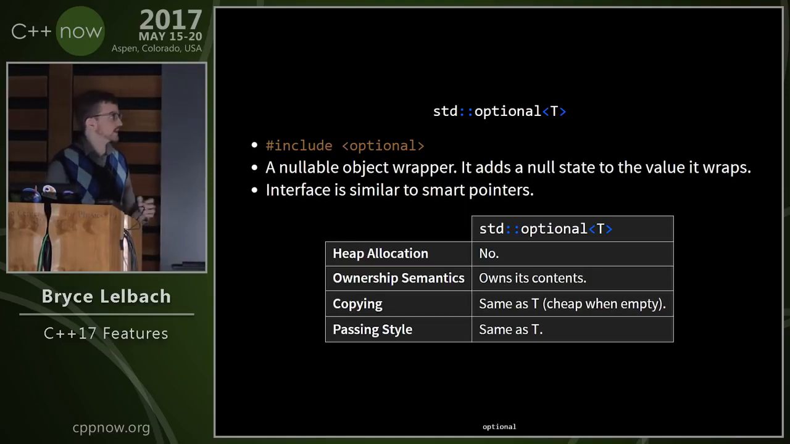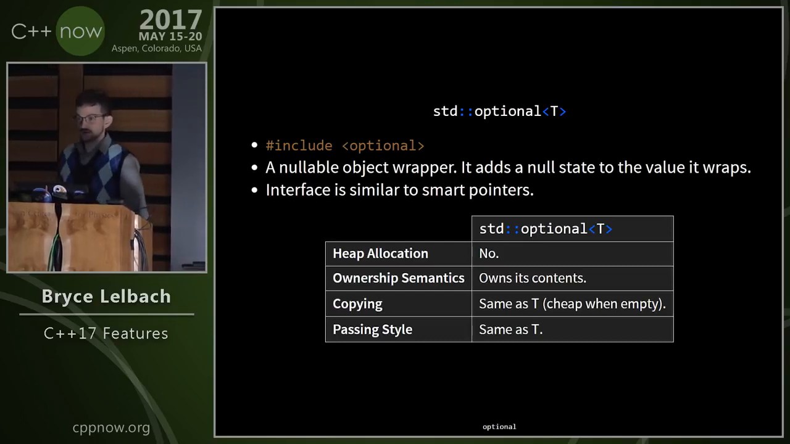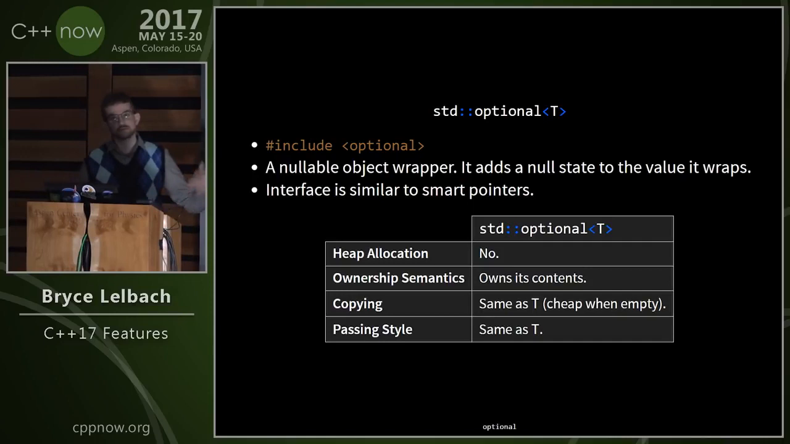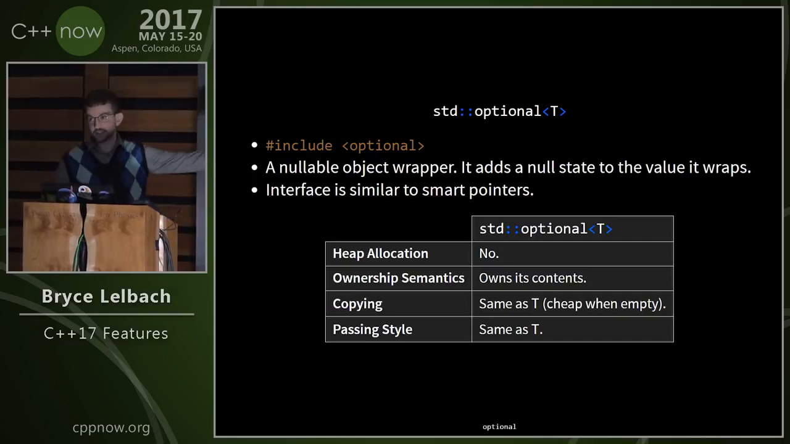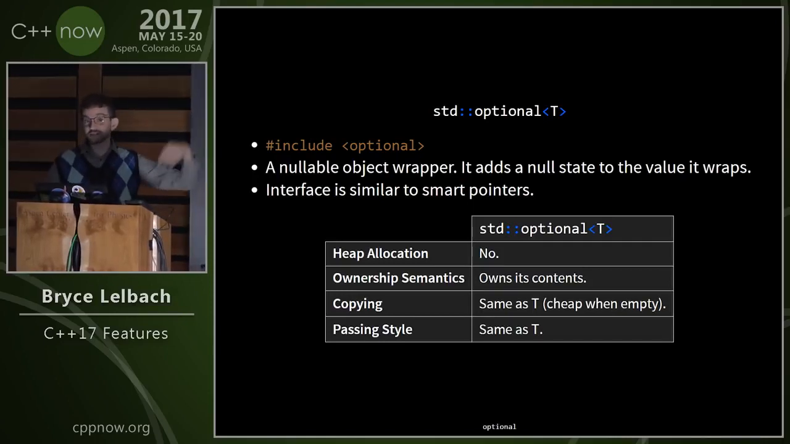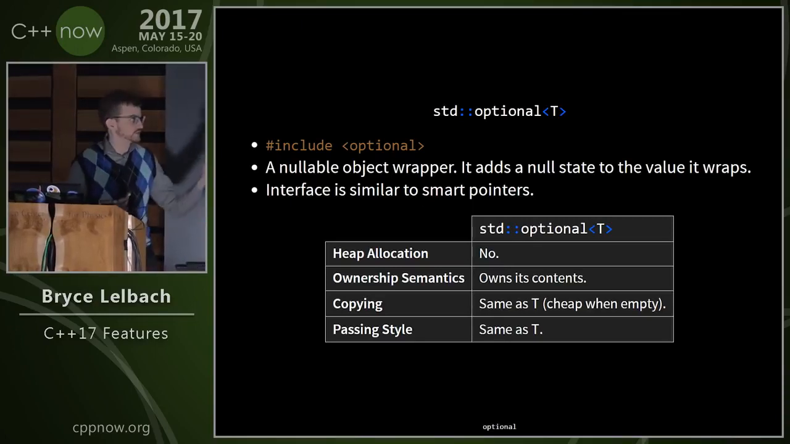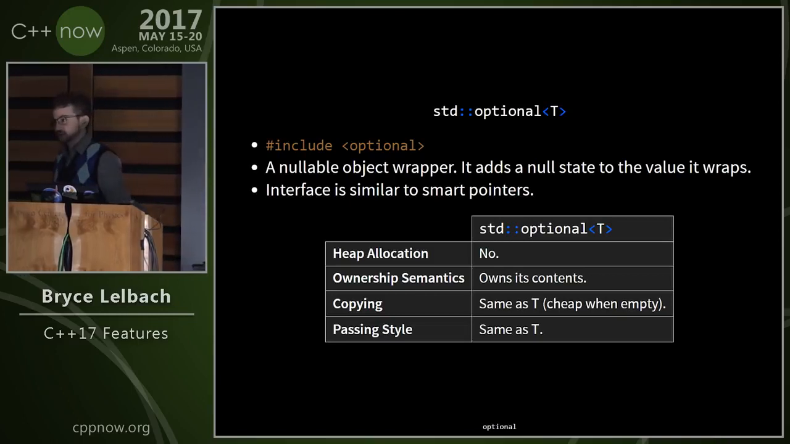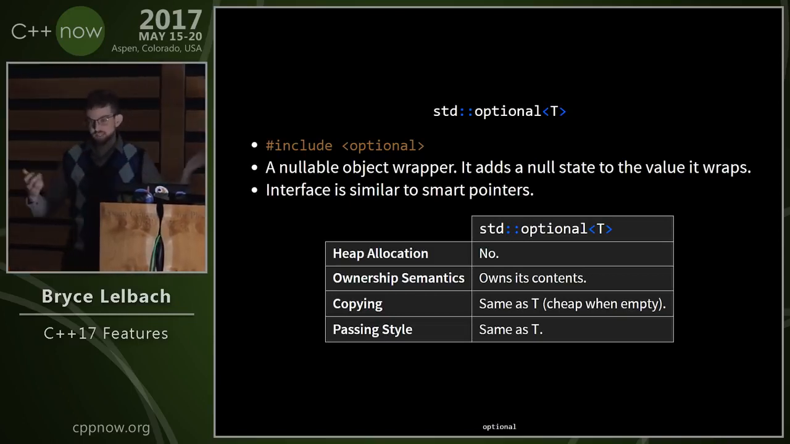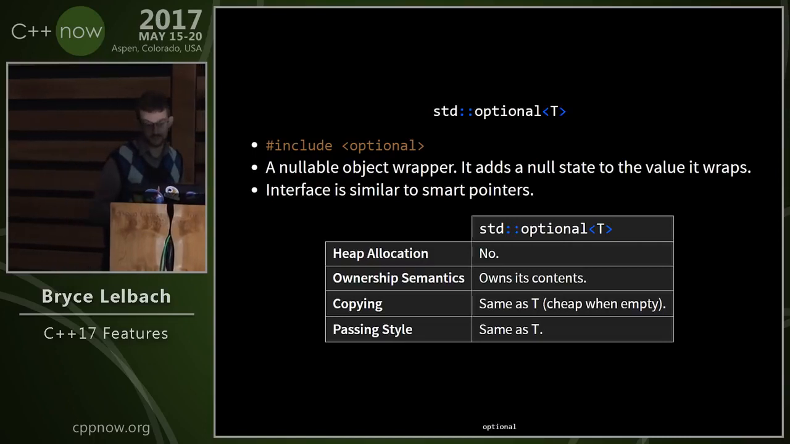Okay, std::optional. It looks and acts and feels like a smart pointer, but it does not actually allocate memory. It just has it in internal storage. If your type allocates memory, it will allocate memory, but it does not add another indirection or new allocation to your type. So it owns its contents. It should be cheap to copy if T is cheap to copy, and if you pass T by reference, you should pass this by reference. If you pass T by value, you should pass this by value.